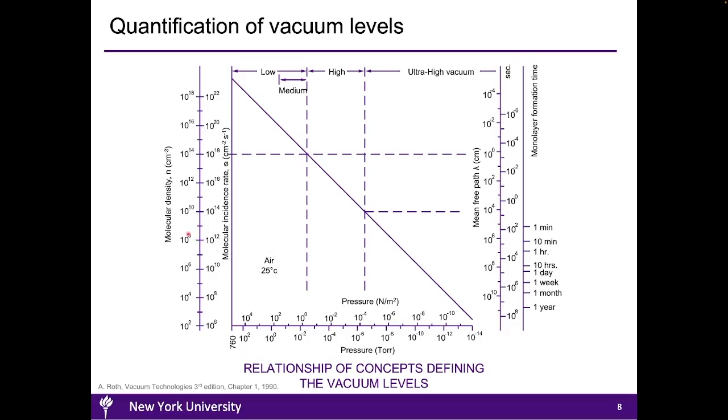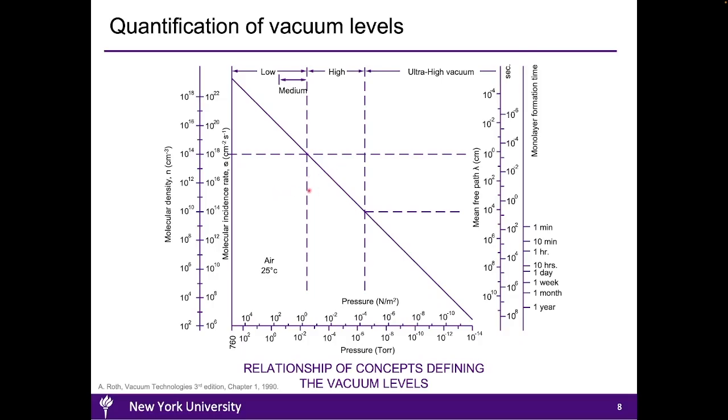The y-axis on the left-hand side represents the molecular density in units of molecules per centimeter cubed. On the right-hand side, we have the monolayer formation time in units of seconds and mean free path in units of centimeter. The plot here also marks the different categories of vacuum: low to medium vacuum, high vacuum range, and ultra high vacuum range.